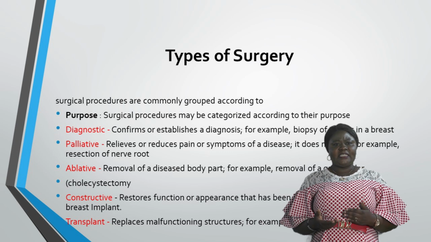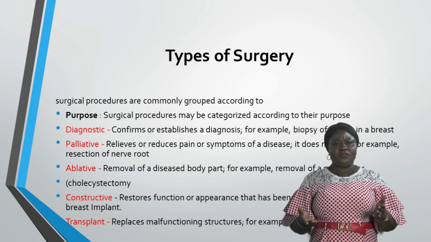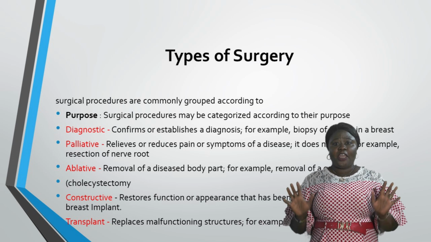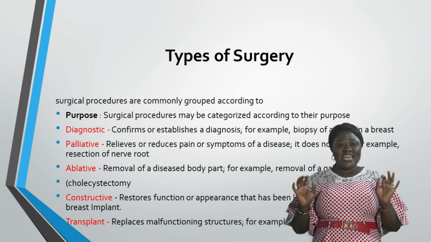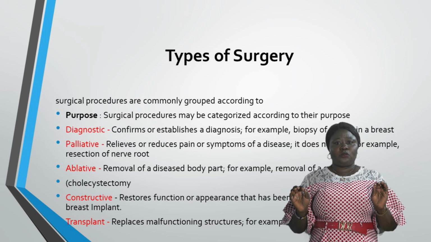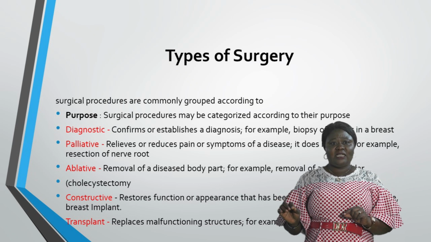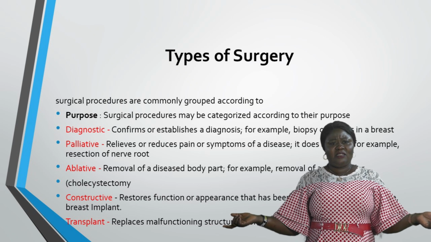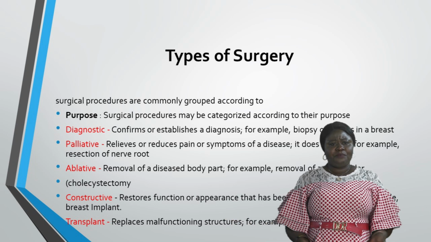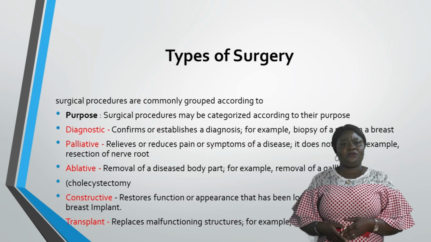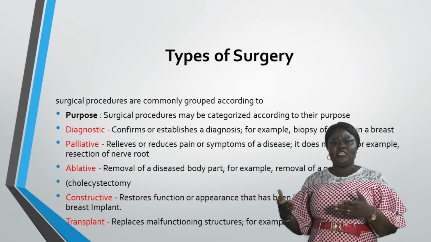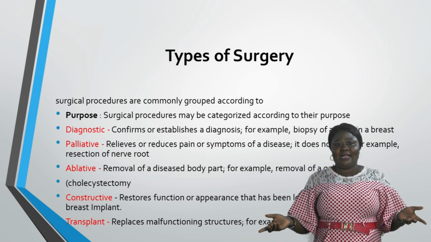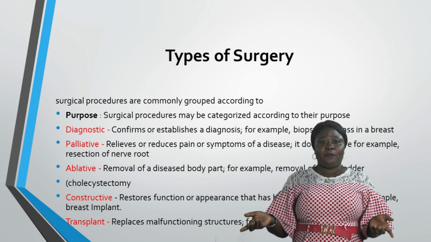Talking about the palliative, this relieves or reduces pain or symptoms of a disease. It does not cure. It doesn't give a cure to a disease. For instance, resection of a nerve root is a palliative form of surgery. Then another one is ablative. It involves removal of a diseased body part. For instance, one may remove gallbladder, that is cholecystectomy.